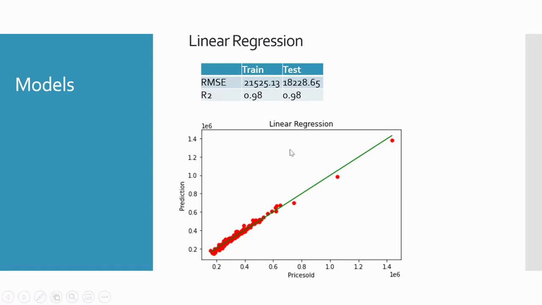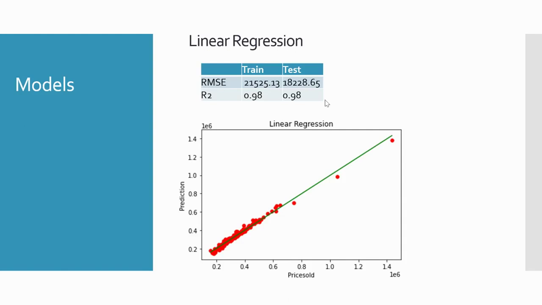From the model metrics here, we can see that the RMSE of the trained data set is 21,000 and the R square of the trained data set is 98%. The RMSE of the test data set is 18% and the R square of the test data set is 98%, which signifies that the model fits the data well and 98% of the variance in the data can be explained by the model.